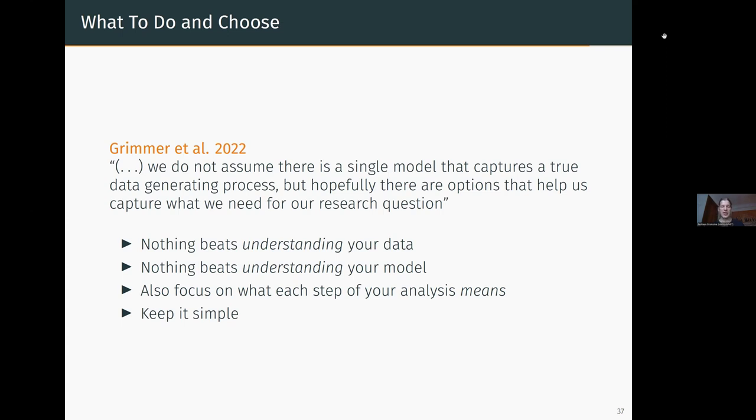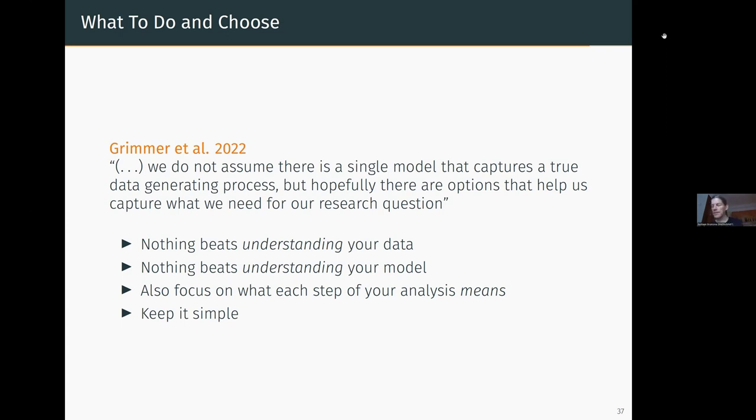You should understand what's going on. You understand what the model does, why it does it, and what that actually implies for the results. It's not just, oh, I don't know why this comes out. You should know why it came out. And you should therefore focus on what each step of your analysis means. This goes also for pre-processing: what happens when I do this? So for each and every step in there, know what it means.